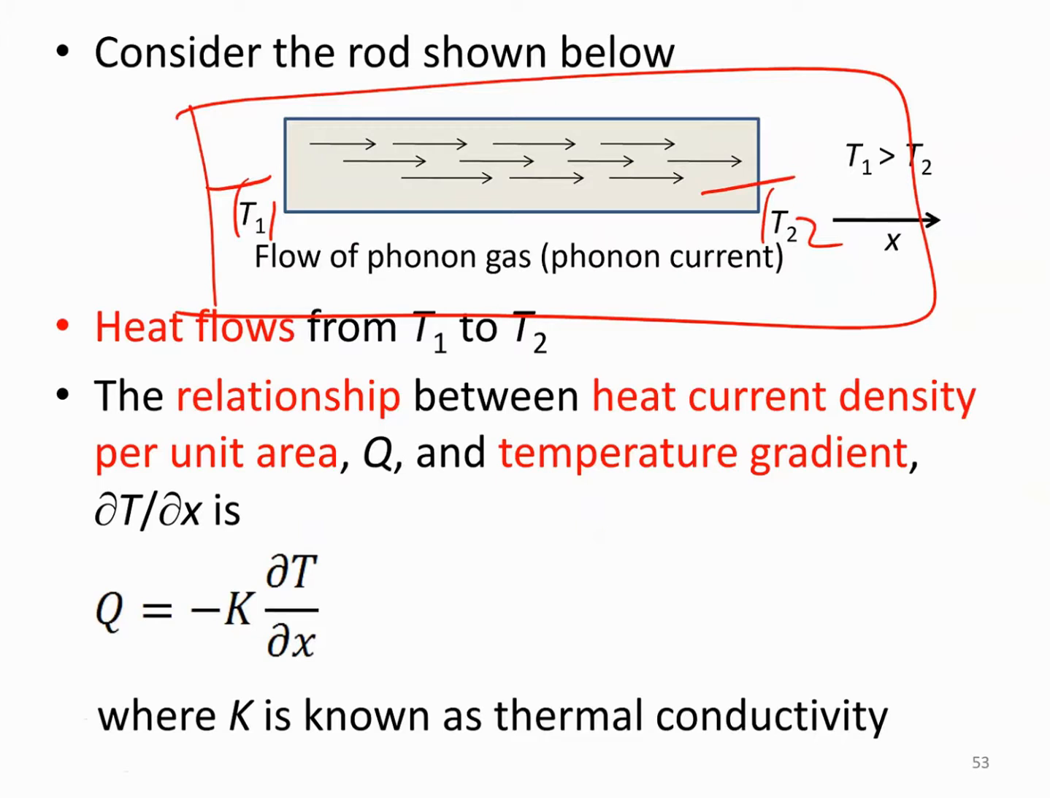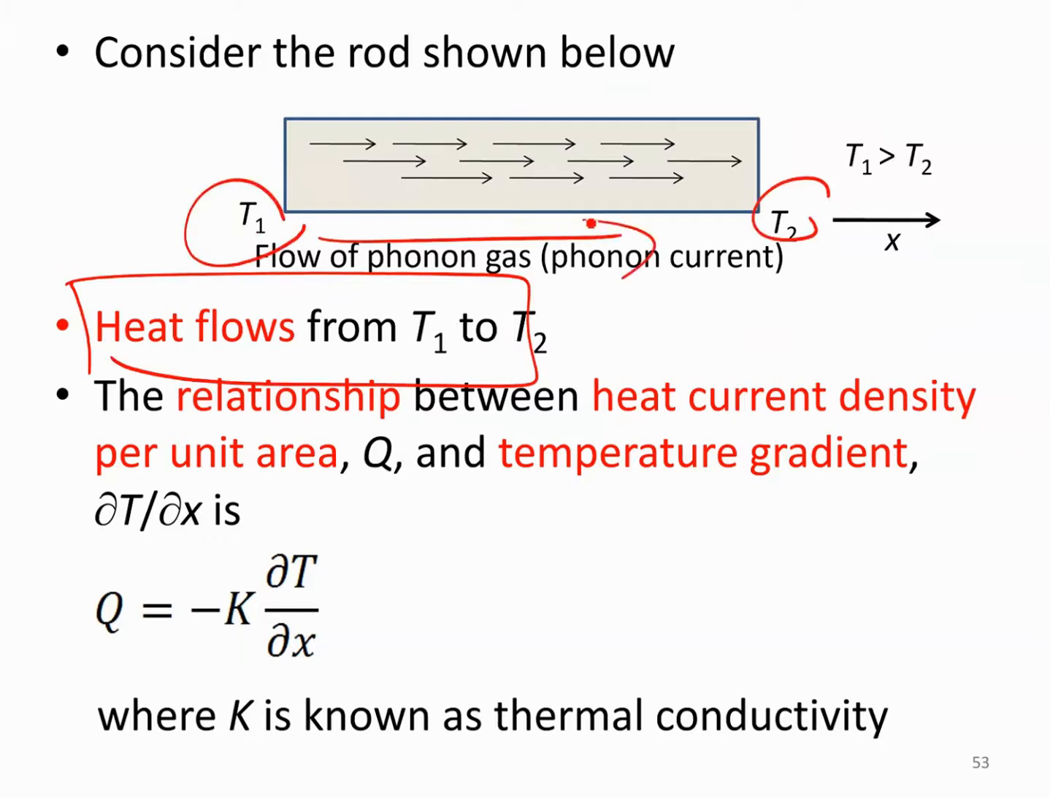Okay, and the temperature T1 is larger than T2 because the heating source is here, and the heat transfers from the higher temperature to the low temperature. So heat will flow from T1 to T2, here to here. Then the relationship between the heat current density per unit area Q and the temperature gradient dT over dS is given as this equation. So Q, the heat current density per unit area, equals negative K times dT over dS. Okay, K is the thermal conductivity.